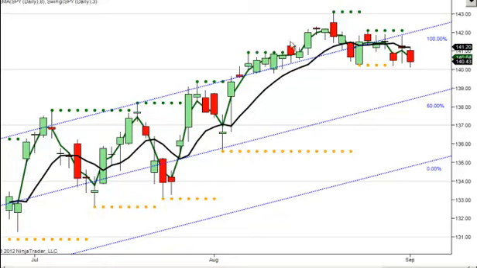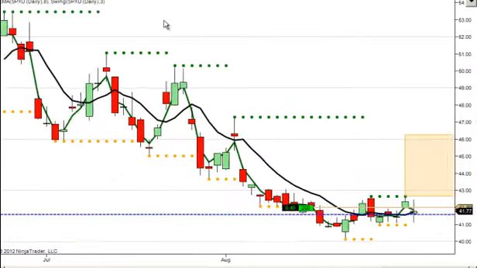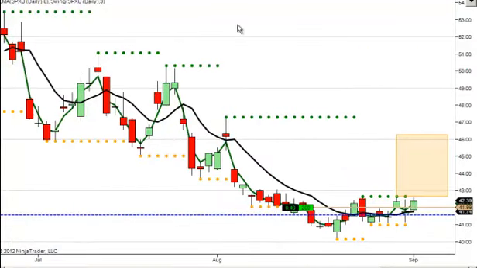So anyway, that's just a little bit on the T line, on how I might use it, and for instance, how I am using it on this SPXU right here.